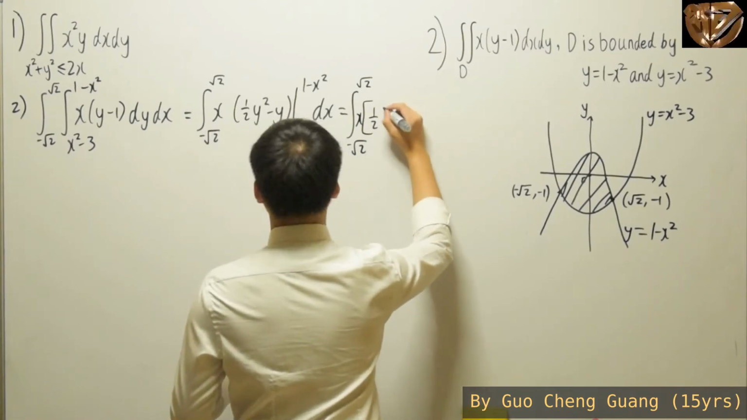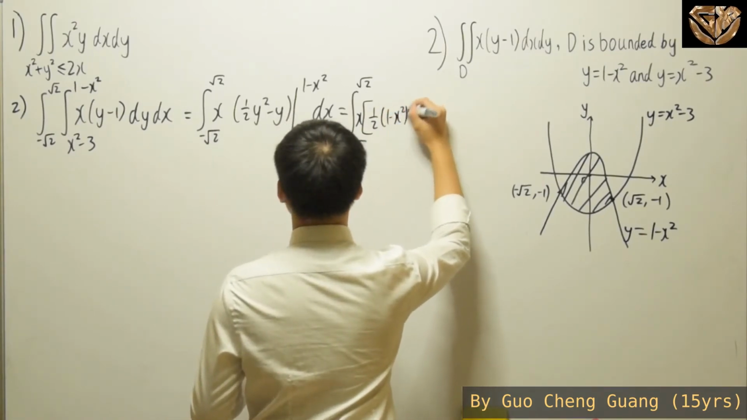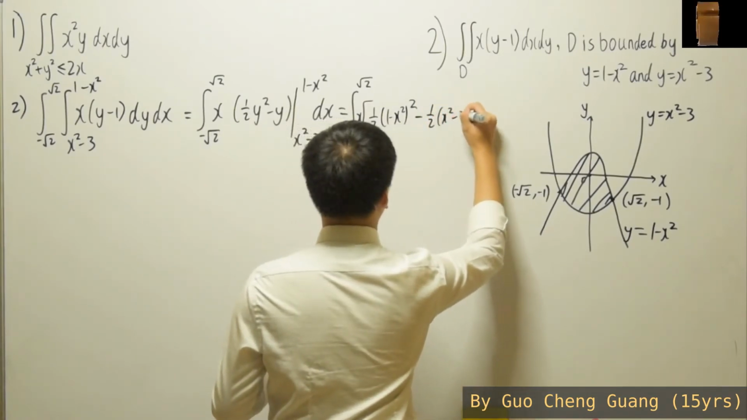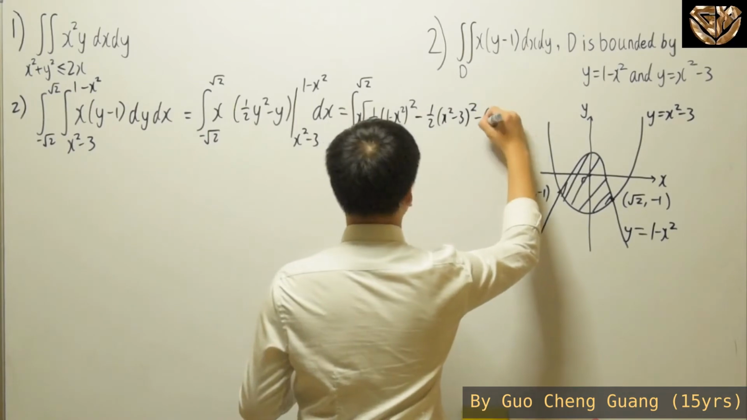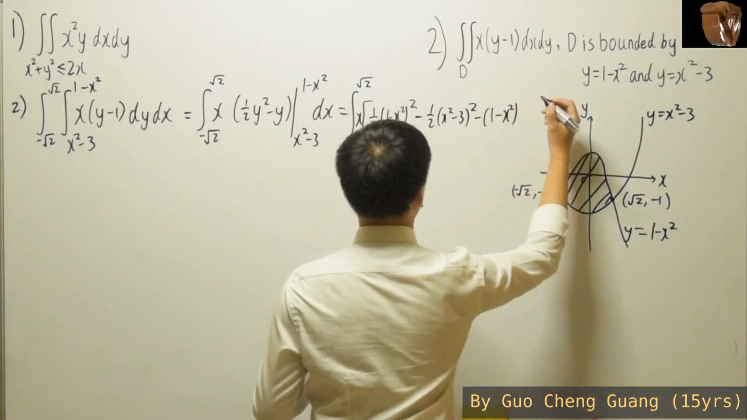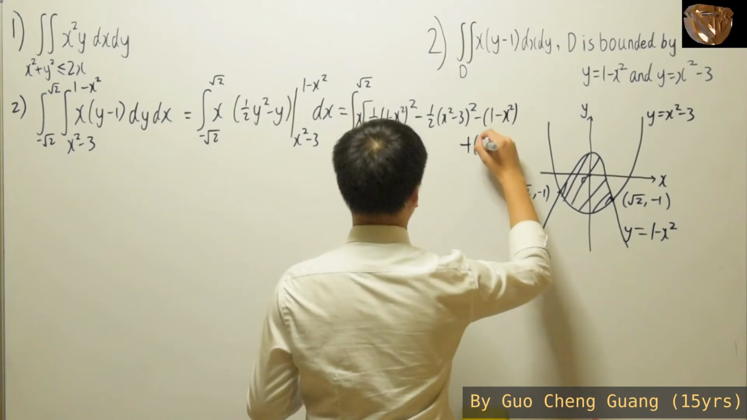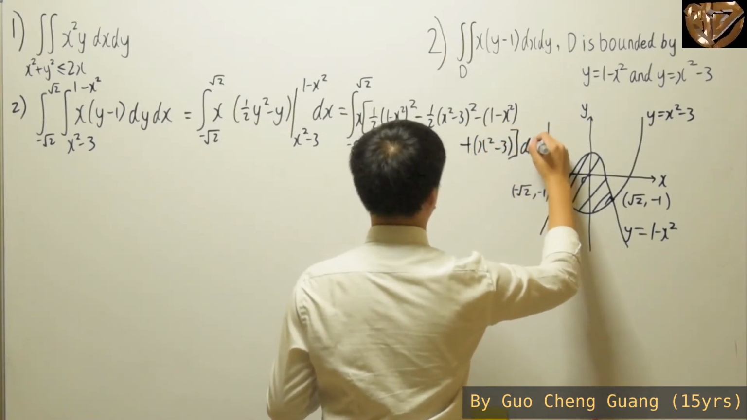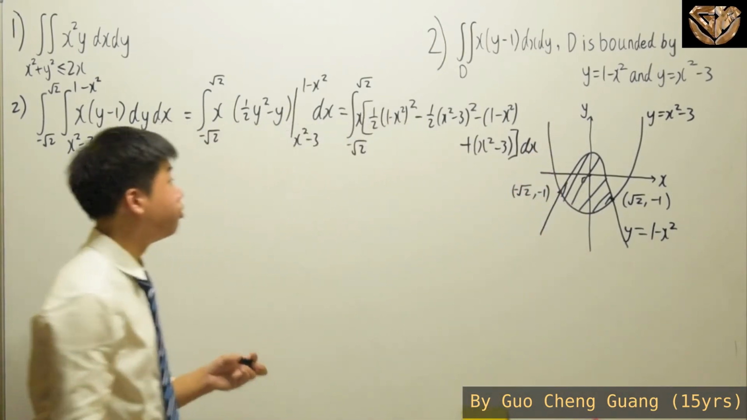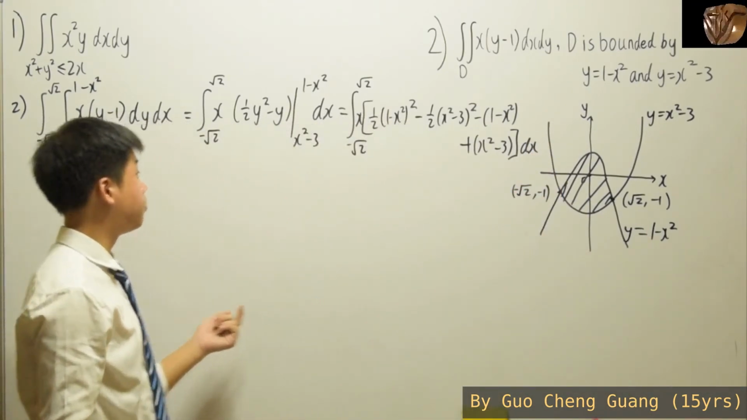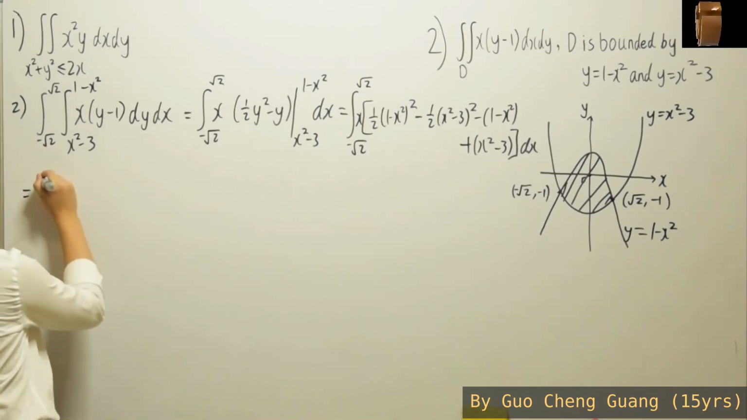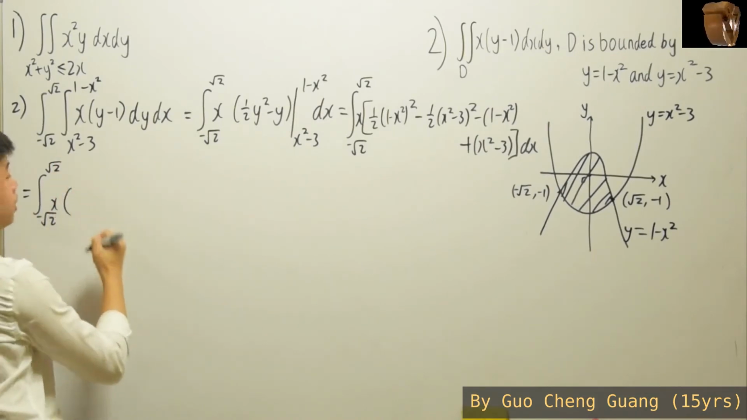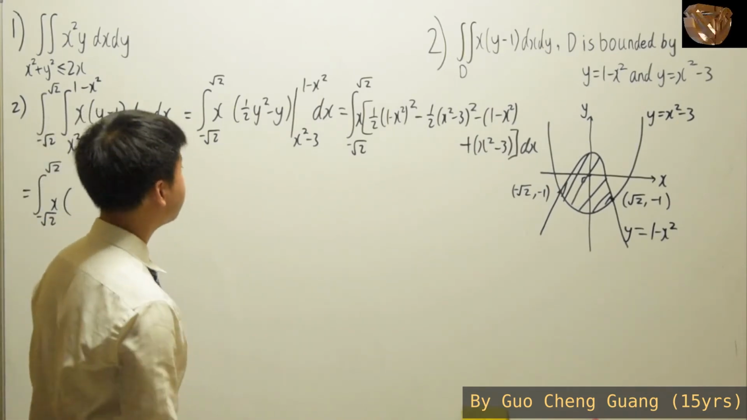So x multiplied by half (1 minus x squared) minus half (x squared minus 3) squared minus (1 minus x squared). Then you have to add x squared minus 3, then dx. Right, so this will be whatever you see. Of course we would want to simplify it as much as possible before we integrate it. So let's take a look at how we can simplify it, alright?